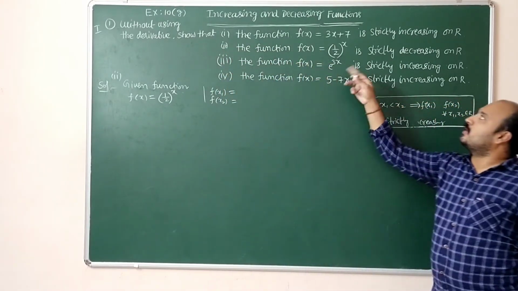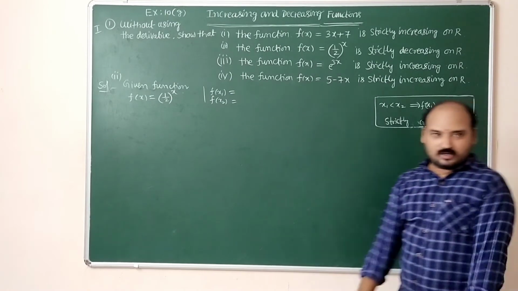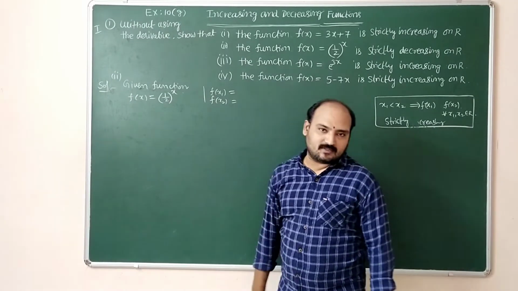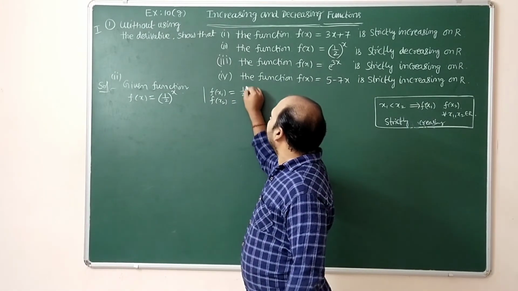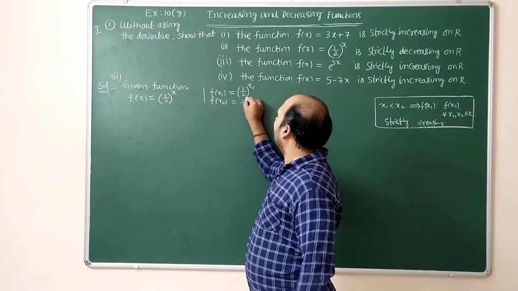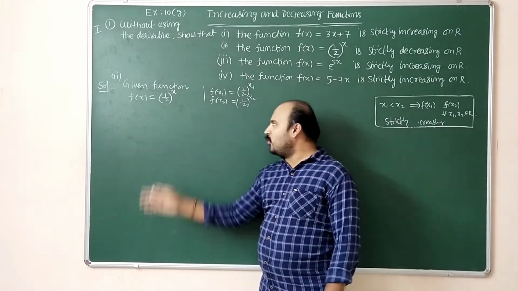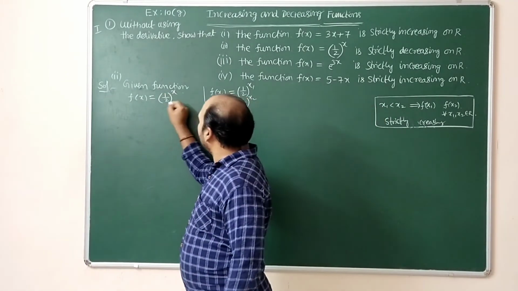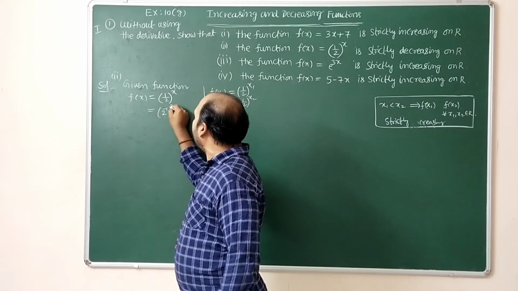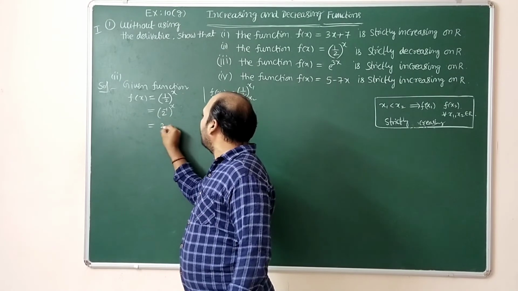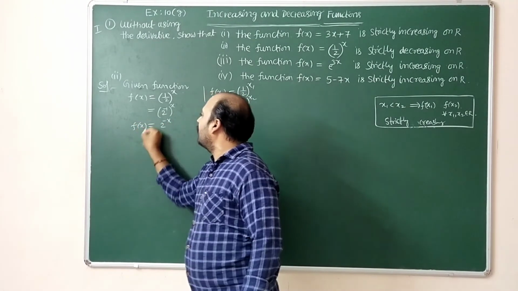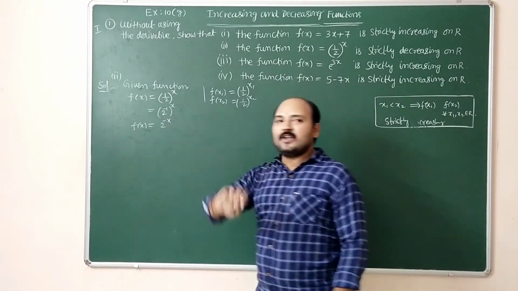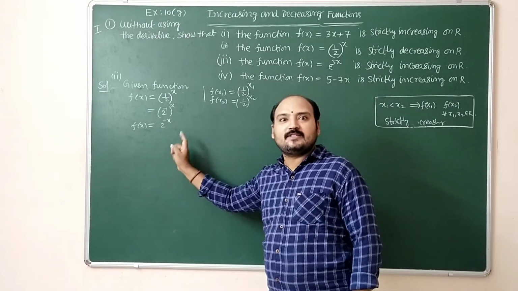The function f of x equals 1 by 2 whole power x is strictly decreasing on R. First, the given function: 1 by 2 whole power x. So we can write it as 1 by 2 whole power x1, 1 by 2 whole power x2. Before going to write the values, 1 by 2 means 2 power minus 1 only. So we can write it as 2 power minus 1 whole power x, which equals 2 power minus x. Therefore, f of x is 2 power minus x. Obviously, the x multiple is minus.